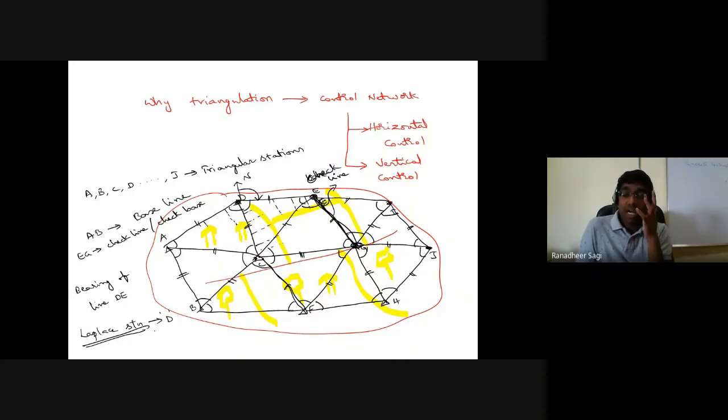That is one of the objectives of your triangulation. The other objective of triangulation is also for setting out your works. What do I mean by setting out the work?